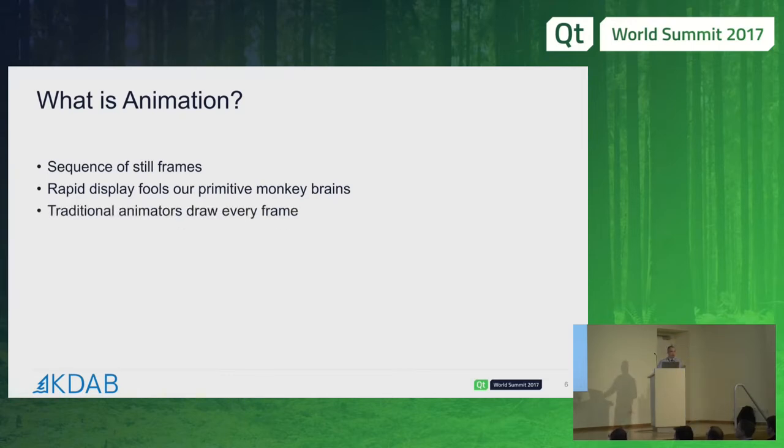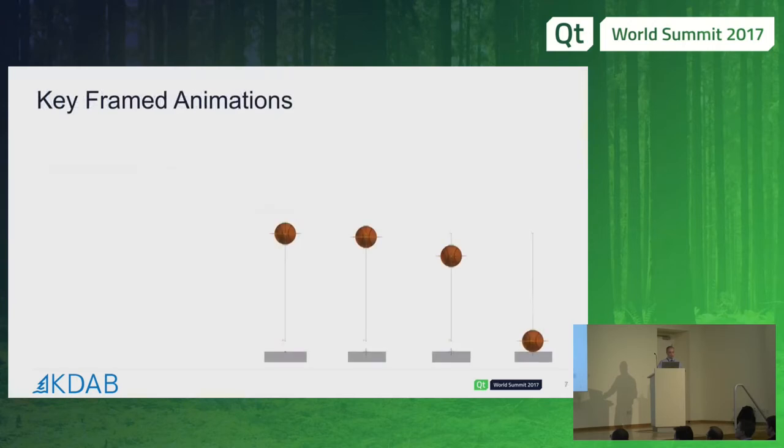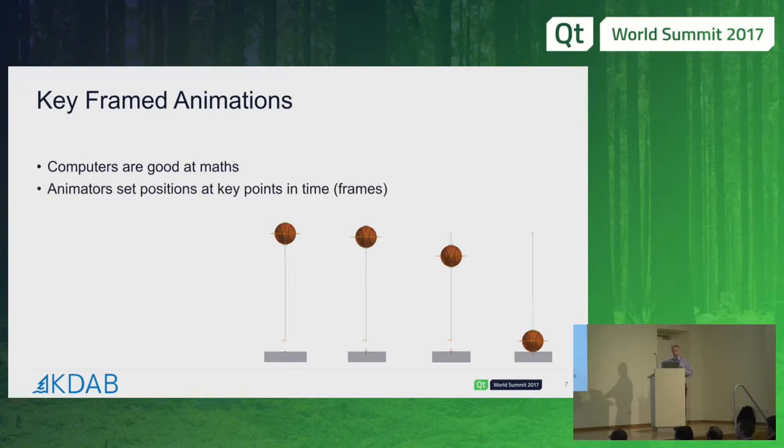Traditional animators draw every single frame out. So if we're using keyframed animations, we know that computers are very good at maths. We have our animators specify a few positions at certain key points in time, or key frames, and then in between those times, we ask the computer to basically interpolate in between. Yep, everyone's happy with the concept of keyframes. So here we can just see a few keyframes from a simple bouncing ball example, which I'll show you a bit more in detail shortly.